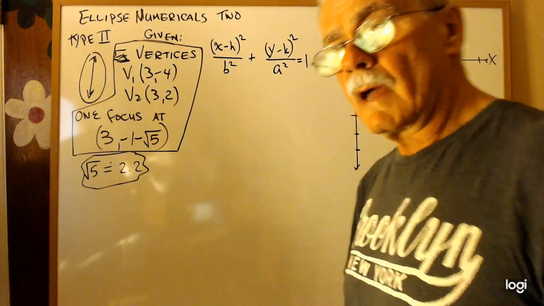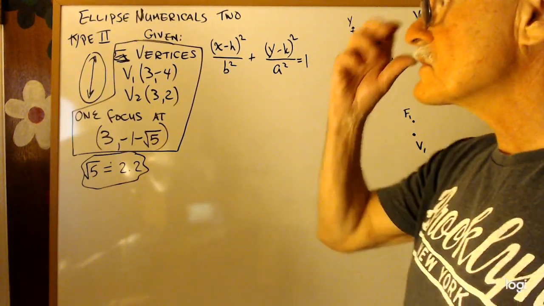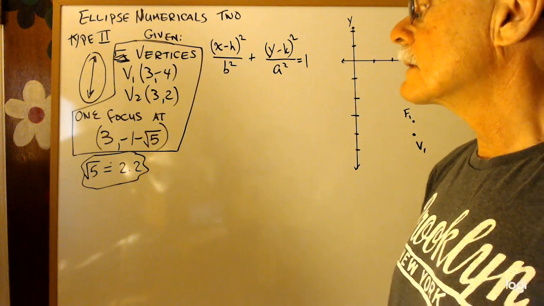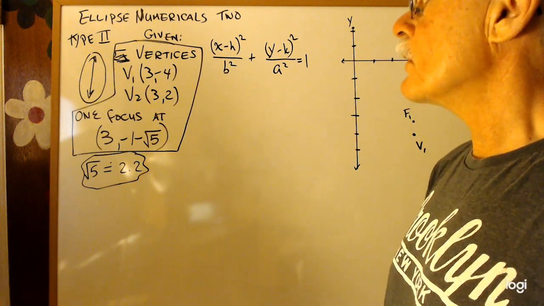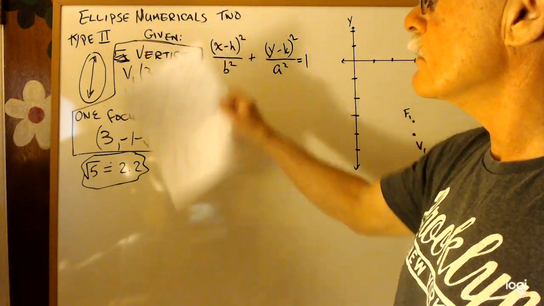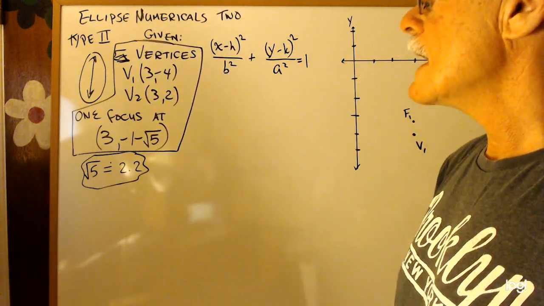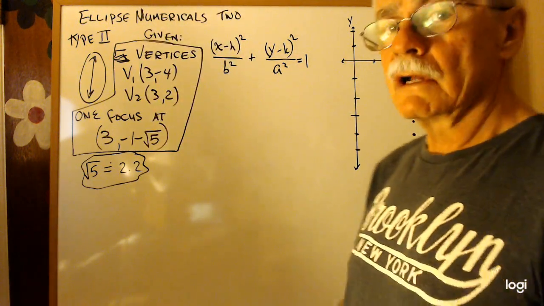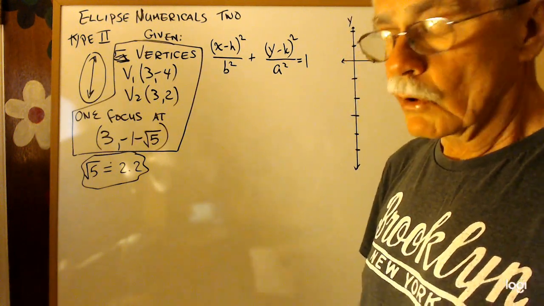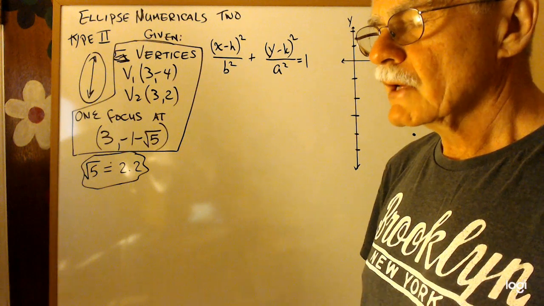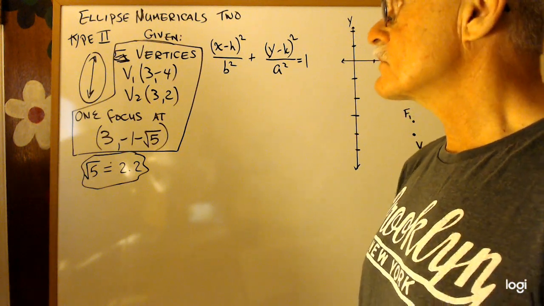Okay, welcome back. Here we are for the second Blackboard video on ellipse numericals. I'm calling it Ellipse Numericals 2, and basically I'm going to be working on two numeric examples similar in ways, well, one of them is anyway, to the problem set take home on ellipses.